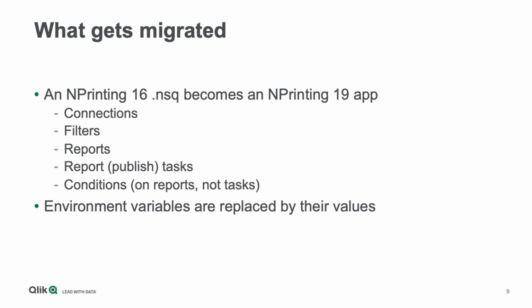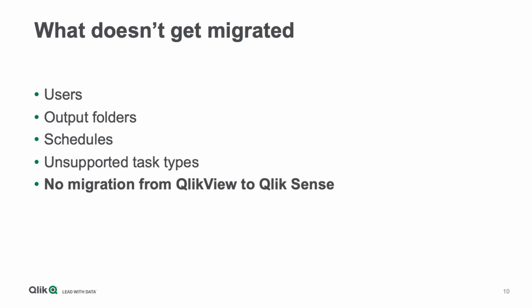Any environment variables that you have configured in your NPrinting 16 environment are replaced by their values, as the concept of environment variables is non-existent in NPrinting 19. It's also important to point out what does not get migrated from NPrinting 16, and let's start with users. We'll go into the reasons why and the differences between how users are viewed in NPrinting 16 versus NPrinting 19 momentarily, but your existing users will not be migrated through this process.